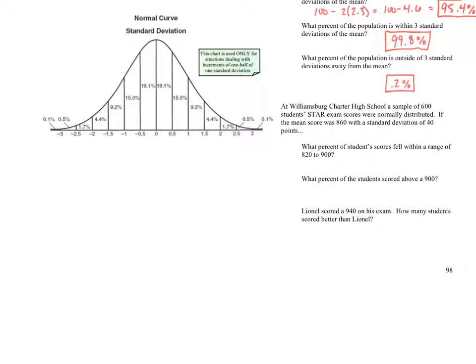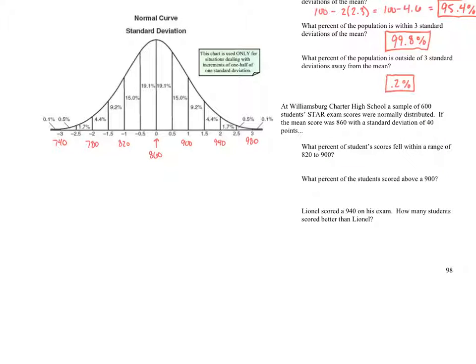If the mean score was 860 with a standard deviation of 40 points, what I'm going to do is label right here, that's an 860, and then every one standard deviation away from that is another 40 points, right? So this is going to be my 900. This is going to be my 940. This would be a 980. And in the other direction, I'm going to subtract 40. So 820. All right.